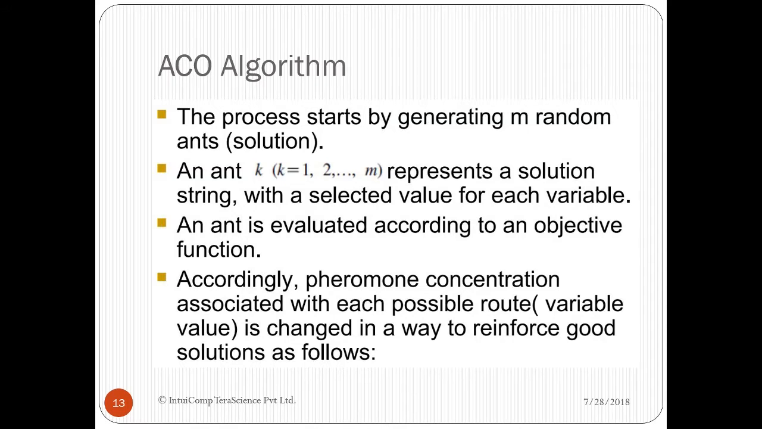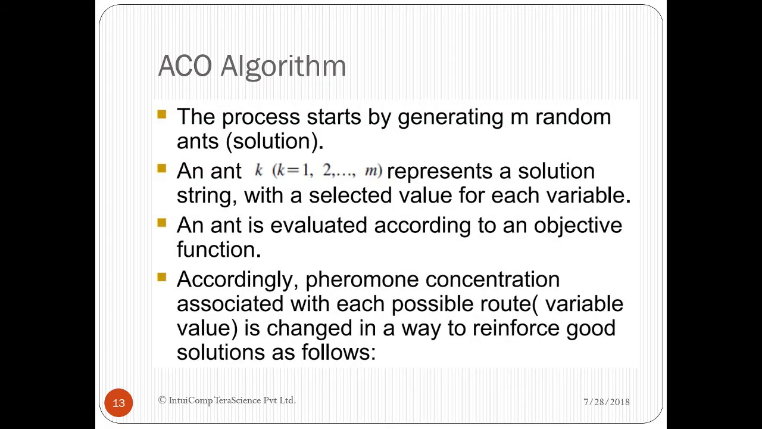So what is the ACO algorithm behind it? The process starts by generating m random ants, that is the solution. An ant, represented by k equal to 1 to m, represents a solution string with a selected value for each variable. An ant is evaluated according to an objective function. This objective function we have done in the simplest linear programming solver, but in a very basic way, if you can just recapitulate it.